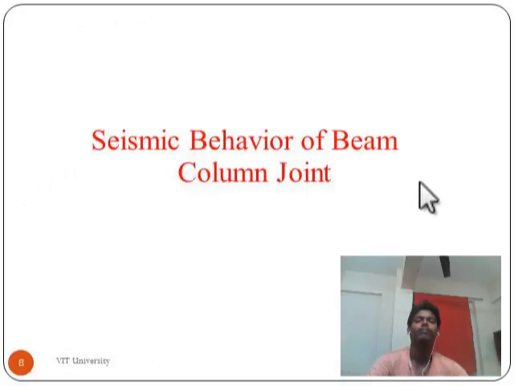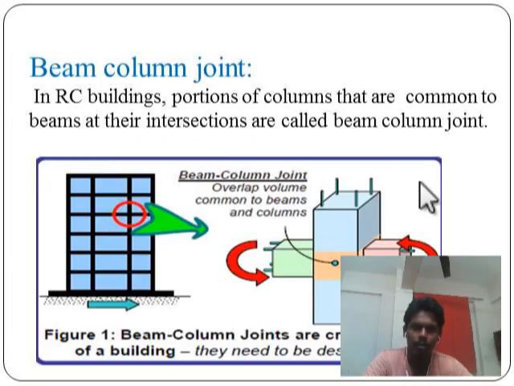Then comes the seismic behavior of beam column joint. Beam column joint connections. Connection is one of the important parts of that particular structure. The portion of the column that is common to the beam at their intersection is called the beam column joint. In this particular image, the beam column joint should follow the strong column weak beam concept to resist high stress in earthquake.